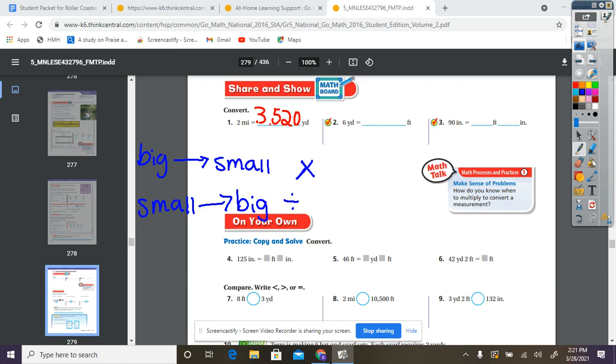Okay, so we're looking at number 2. We're going from yards to feet. Once again, yards are bigger than feet. So I'm going from big to small again. So big to small, I multiply. I'm going to multiply 6 times something.